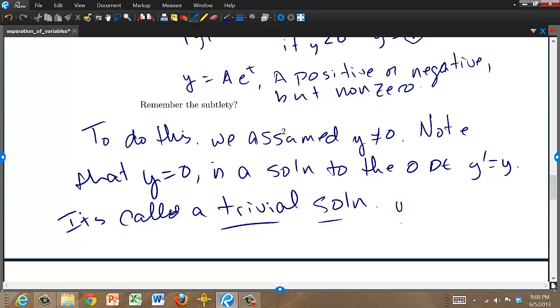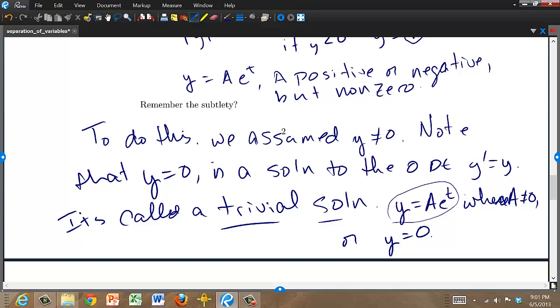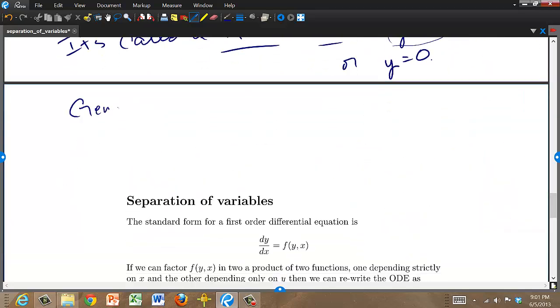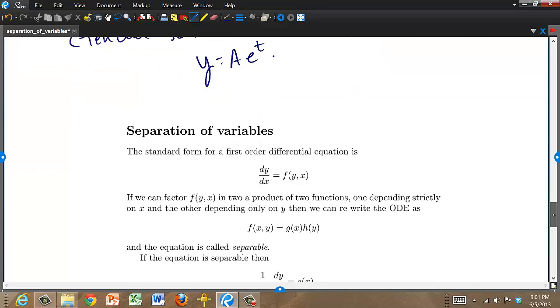Okay, so what do we know now? Now we can say that y is a e to the t, where a is non-zero, or y is constantly 0. Okay, so what we can do is we can just include the case that a equals 0 in this general solution, and we'll say that the general solution is y equals a e to the t power. Okay, and that's it. So let's try to formalize this process that I went through just a little bit.